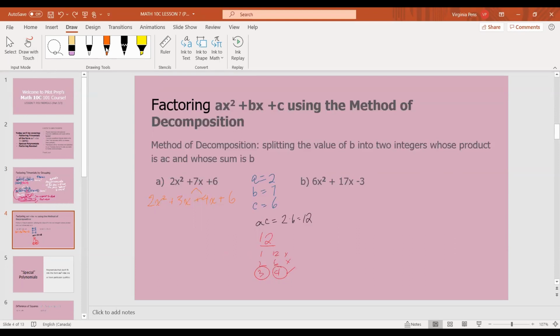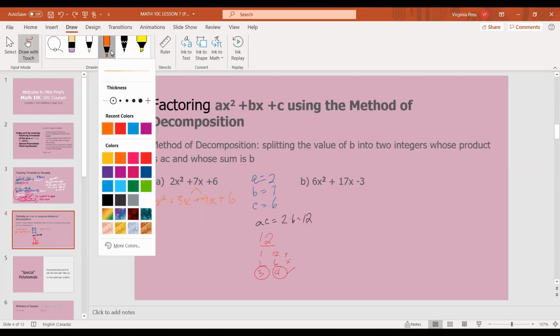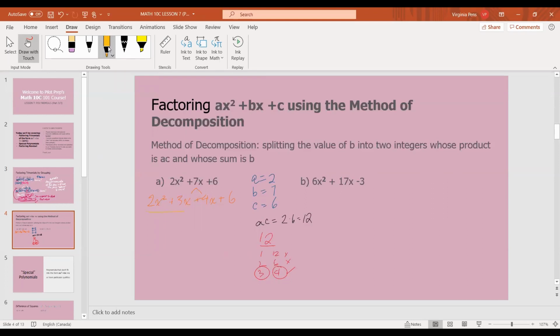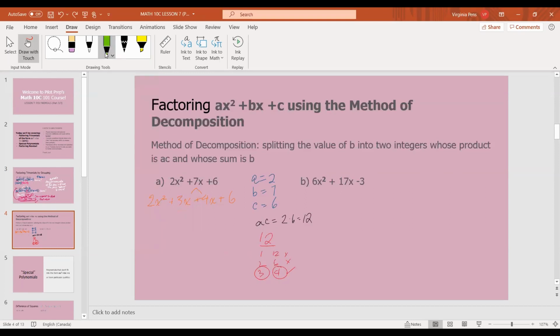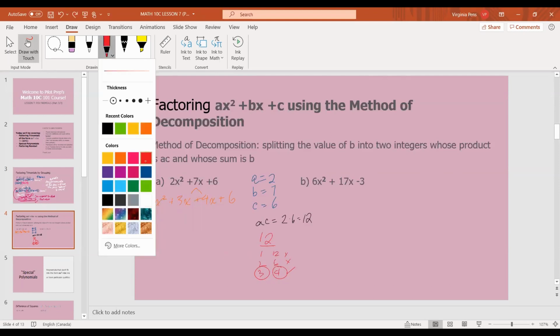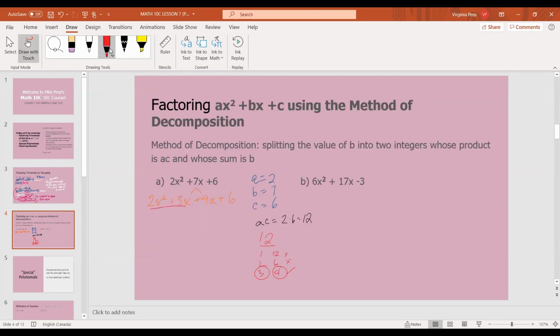So let's try. I want to group the first two together. Let me grab a different color. Yellow. Group the first two together. Okay, you cannot see this very well. I'm going to group the first two together. That is also not very clear. Okay, maybe I should just stick with the black. Red. I'm going to group the first two together and the last two together.